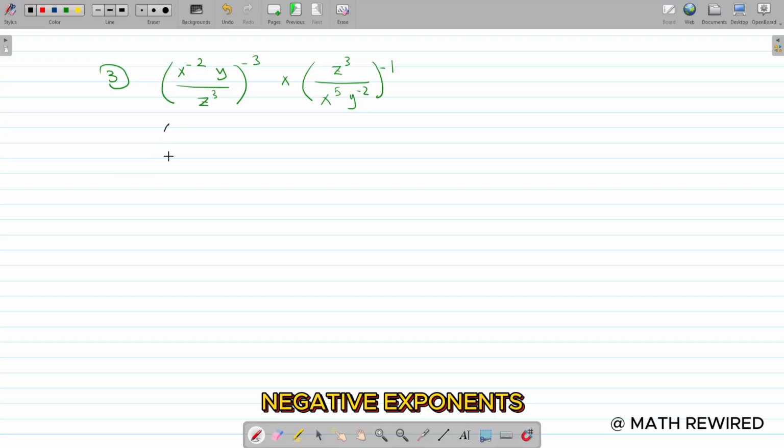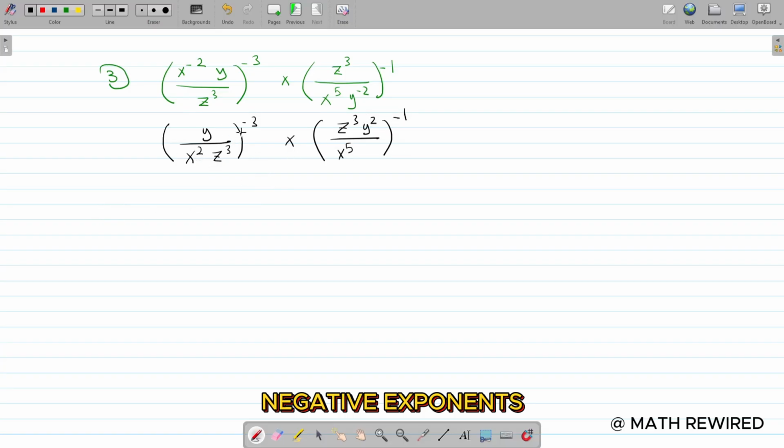So what I'm going to do here, you see this negative exponent here? I'm going to bring x to the negative 2 to the bottom of the fraction instead of the top, and I can make the exponent positive. I still have z cubed here, and I still have the y on top, and that's still negative 3 times, and I'm going to do the same thing here. I have the z cubed right there, I have the x to the 5 right there. They're fine where they are, but the y to the negative 2, I'm going to bring it to the top and make the exponent positive. And we still have the negative 1 right here.